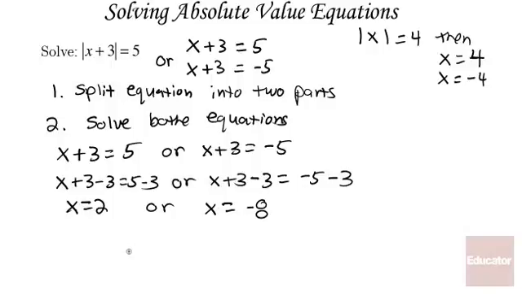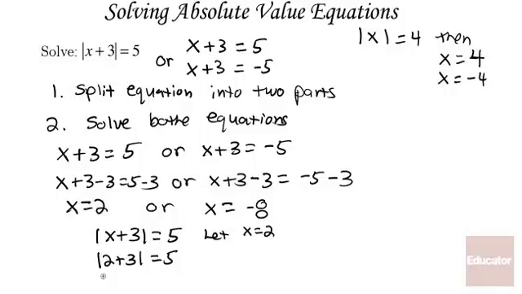And to prove this to yourself, let's go back and look at the original and plug in our values. The absolute value of x plus 3 equals 5. Let's let x equal 2. Substitute in 2 for x. That gives me the absolute value of 5 equals 5. That is true.